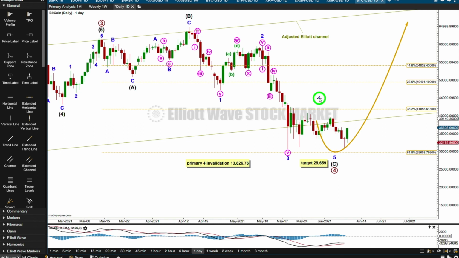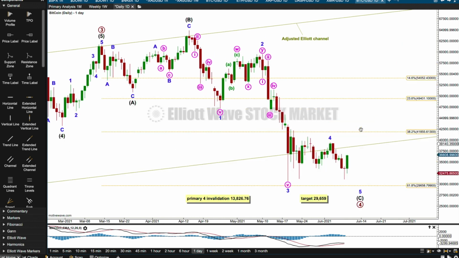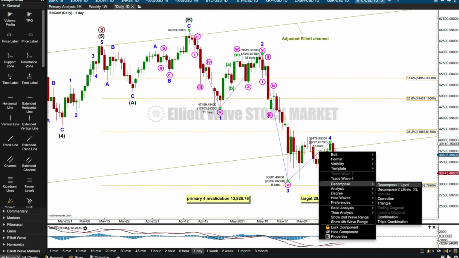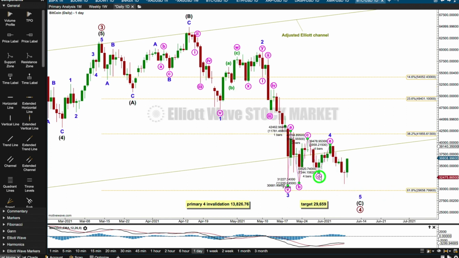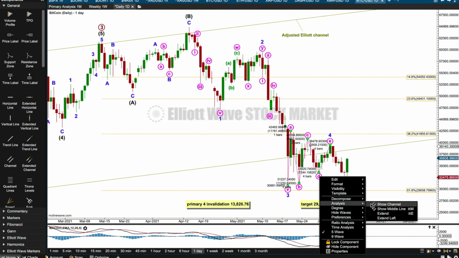I've just updated my Bitcoin price chart. Let's have a look and see what's happening here. I'd expected a 4th wave correction. Looks like it may have completed as a triangle, and then a 5th wave to follow. Let's put some triangle labels in here and check the trend lines.